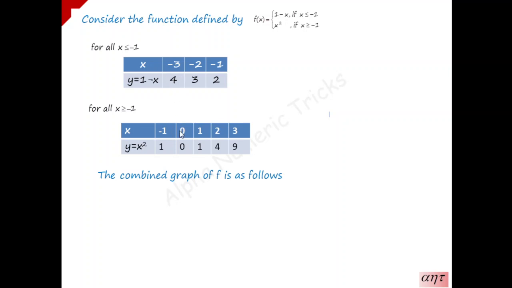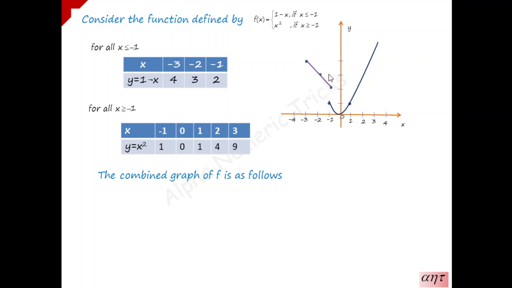We have to draw the graph using these points. Here we have the x-axis and y-axis, and 0 is the origin, and we plot the points. x is equal to minus 3 and y is equal to 4: this is the point minus 3, 4. And minus 2, 3: that is the point minus 2 and 3. And minus 1 comma 2 here: x is minus 1 and y is 2.